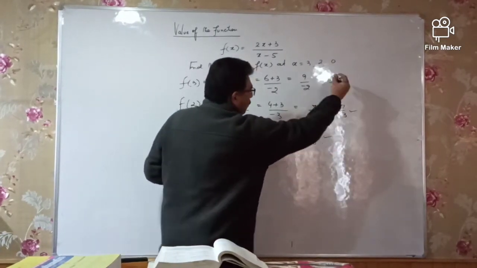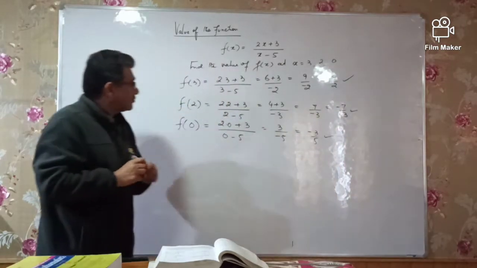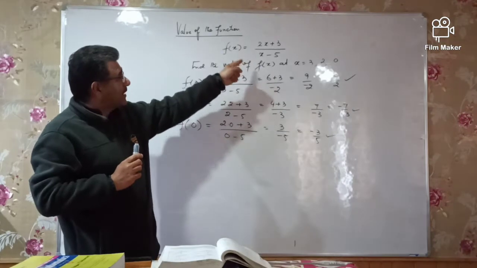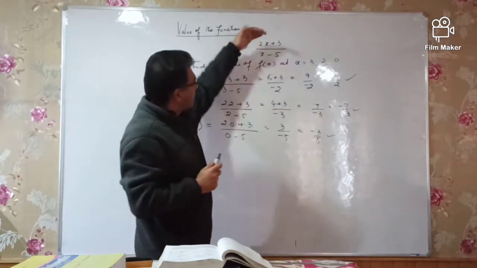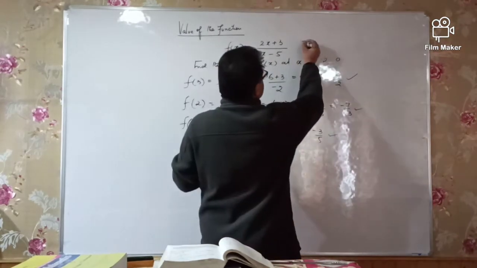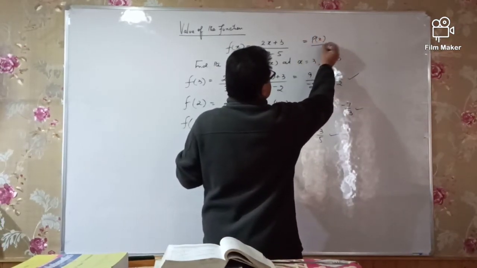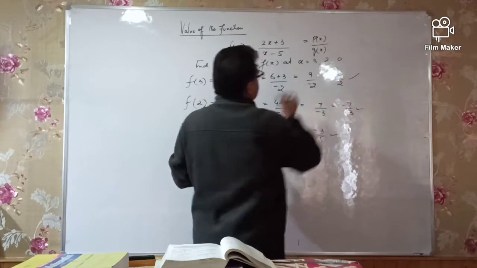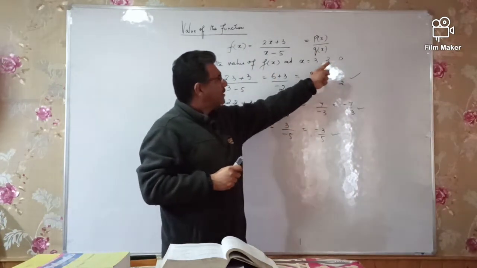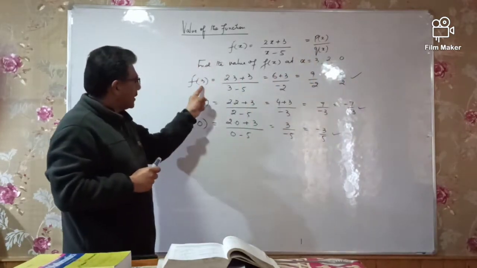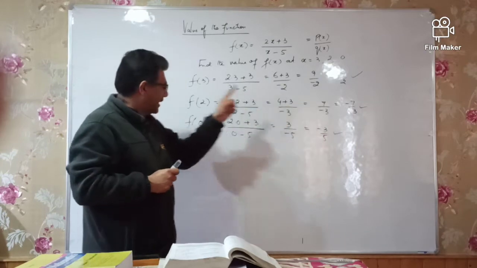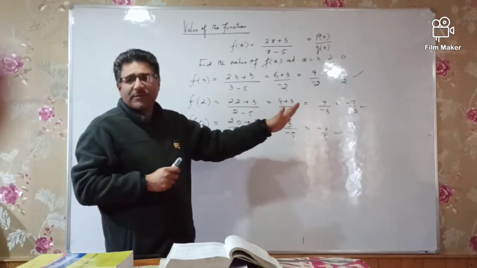Now have a look at these values. Now this is the function: f(x) is equal to (2x + 3) upon (x - 5). This is a rational function because it is of the type p(x) by q(x). Rational function के values हमें निकालने हैं at the point 3, at the point 2, at the point 0. So at the point 3 its value is minus 9 by 2. At the point 2 its value is minus 7 by 3. At the point 0 its value is minus 3 by 5.